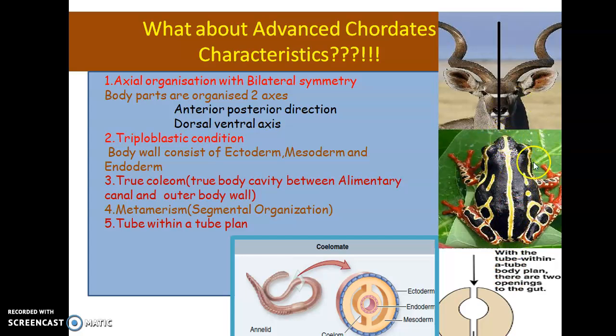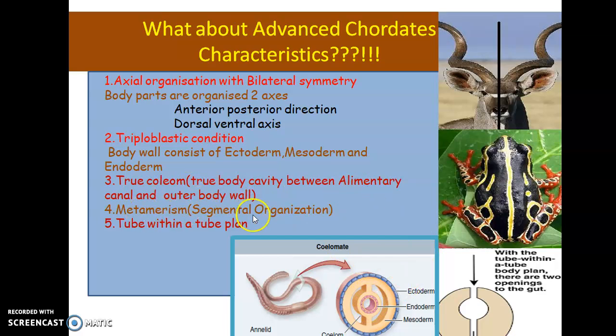So their body generally possesses two different kinds of axes, that is an anterior axis and a posterior axis, and also a dorsal surface and a ventral surface. Then they are triploblastic, no need of explanation. Body wall consisting of ectoderm, mesoderm and endoderm. Then they are true coelomates, a true body cavity that you can see in between the alimentary canal and the outer body.